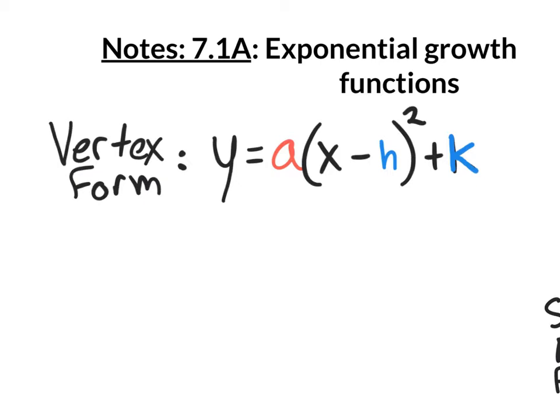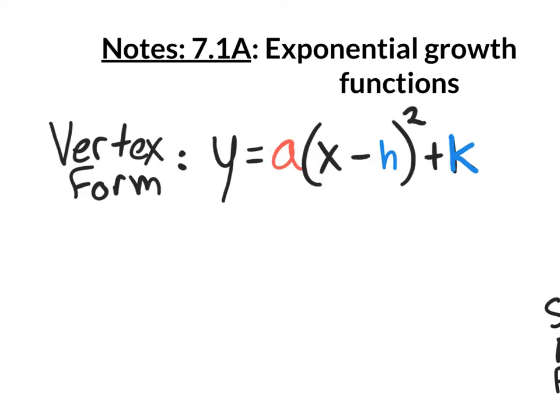You guys remember parabolas? You guys remember vertex form on parabolas? If you don't, you're not going to do well on this section, but I hope you do remember that in vertex form, HK was your actual vertex. Your A value told you what? If it was positive, what would happen with the parabola? If it's positive, it opens up. If the A value was negative, it opened down.